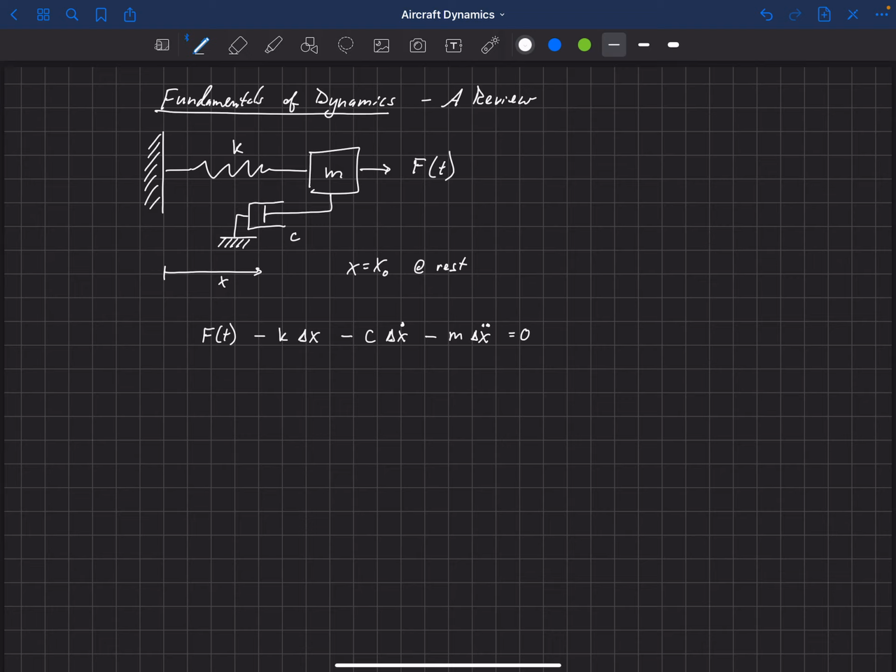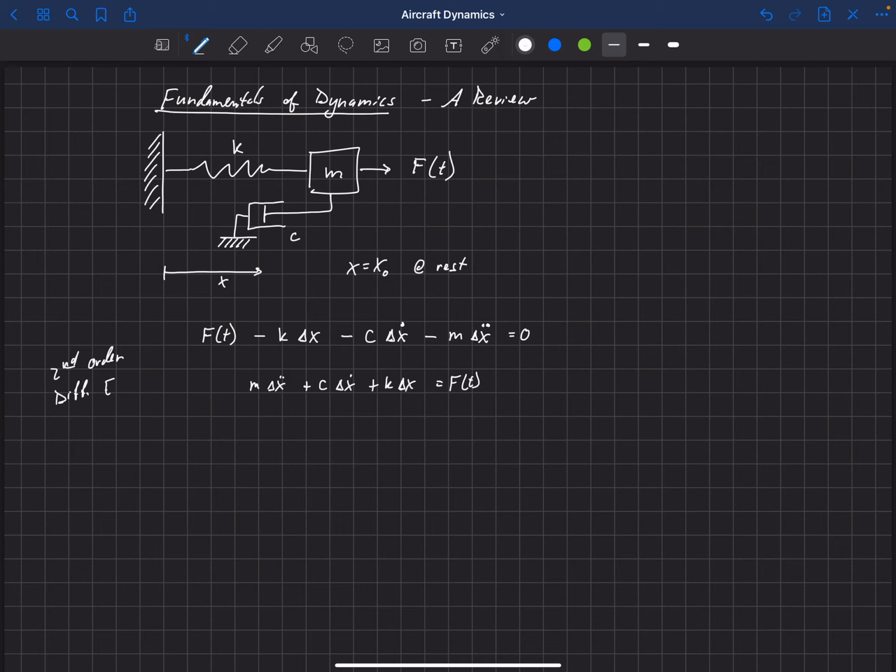We're actually going to move all of the negative terms to the opposite side of the forcing function. So I'm going to put the forcing function here on the right, and say that it is equal to, and I'm going to rearrange these to m times delta x double dot plus c times delta x dot plus k times delta x. Okay, so this is called a second order differential equation.